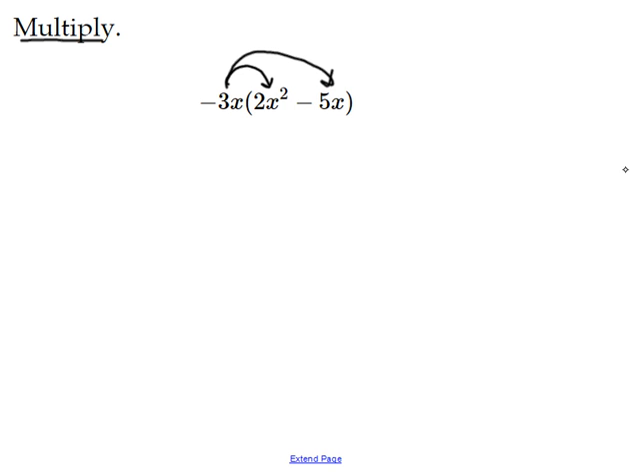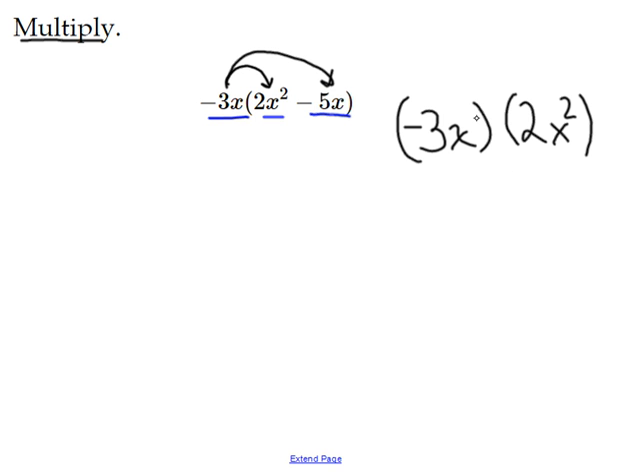So distributive property means we're going to take the outside term and we're going to distribute it to multiply by the terms that are inside the parentheses. Okay, so let's do it. Let's distribute the outside term. So the outside term is negative 3x. So negative 3x times 2x squared is what? So we got negative 3x times 2x squared.